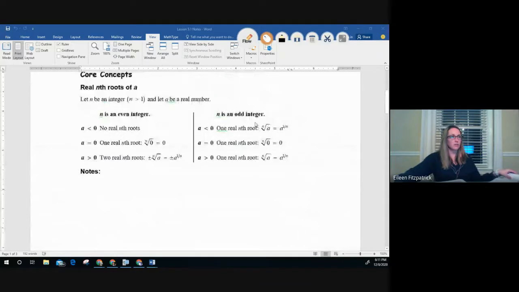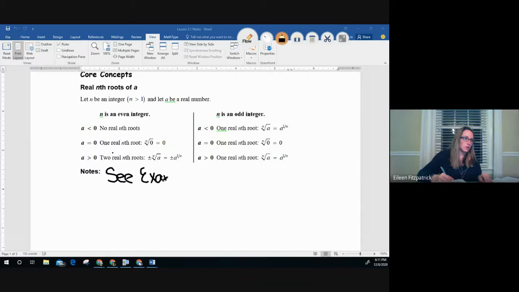Actually, go back to your notes for a second. Underneath the notes here, you might want to just write, see examples 1 to 3. So we're going to do examples 1 to 3, and that's all related to this stuff here, the real nth root.